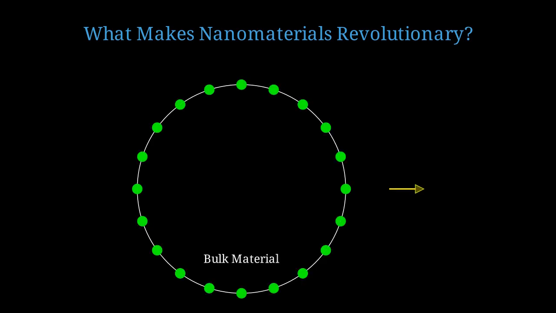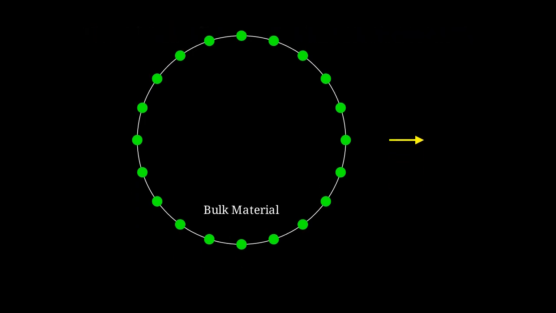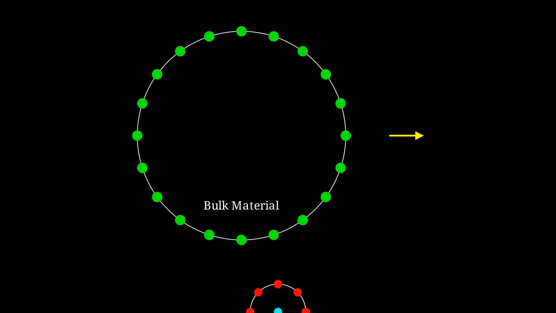Consider a bulk material, a piece of gold, for instance. At the macroscopic scale, atoms in the interior are surrounded by neighbors in all directions. The surface atoms represent only a tiny fraction of the total. Now shrink that material down to nanometer dimensions, 1 to 100 nanometers. Suddenly, the surface-to-volume ratio explodes. More than 50% of atoms can be at or near the surface, drastically altering chemical reactivity, optical properties, and mechanical strength.